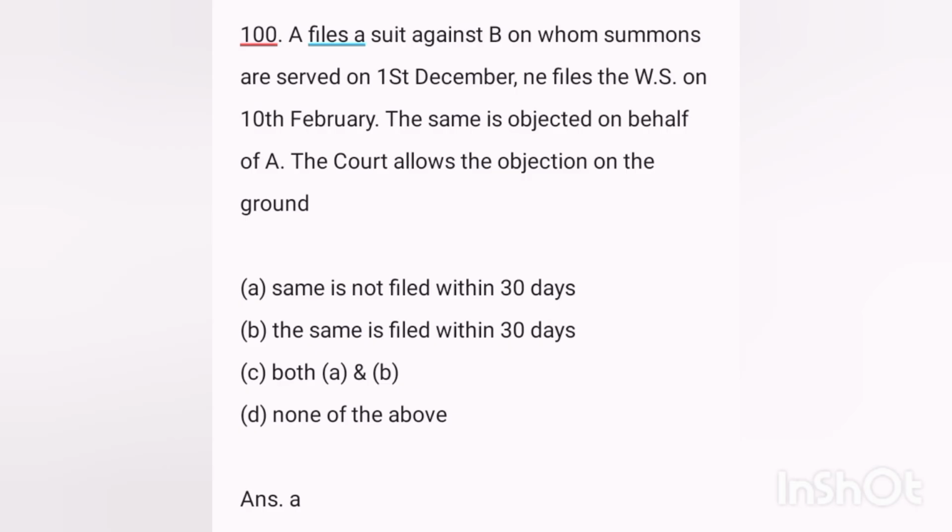Next, A files a suit against B on whom summons are served on 1st December and B files the WS on the 10th February. The same is objected to on behalf of A. The court allows the objection on the ground. Answer was A, same is not filed within the 30 days.